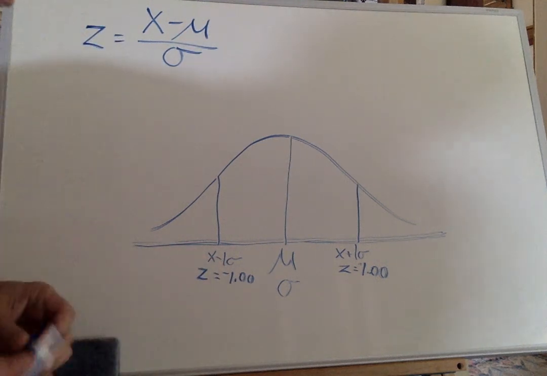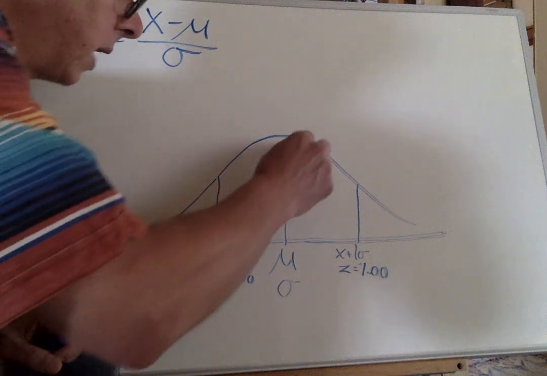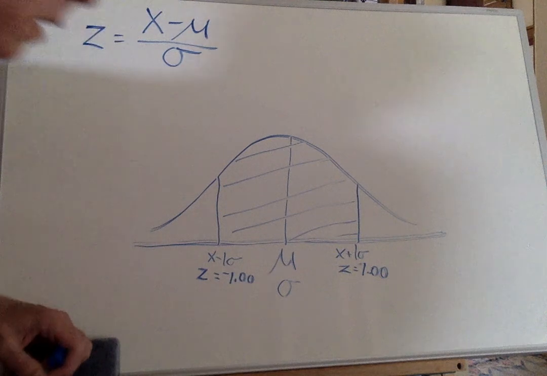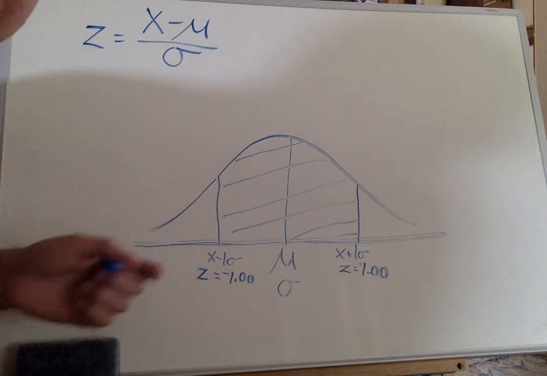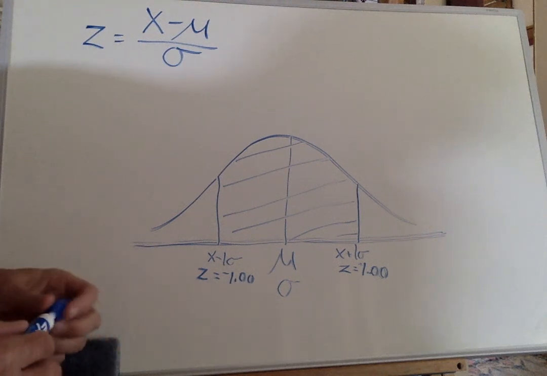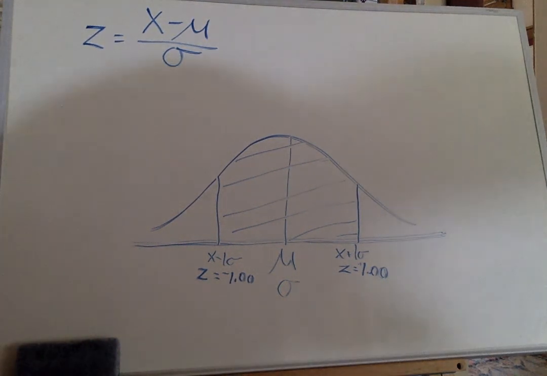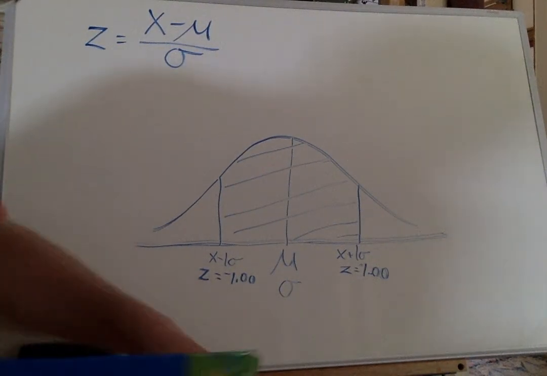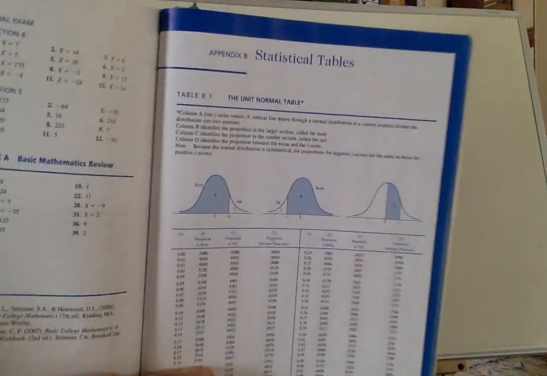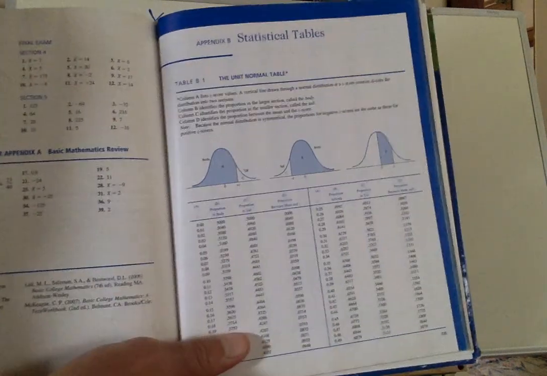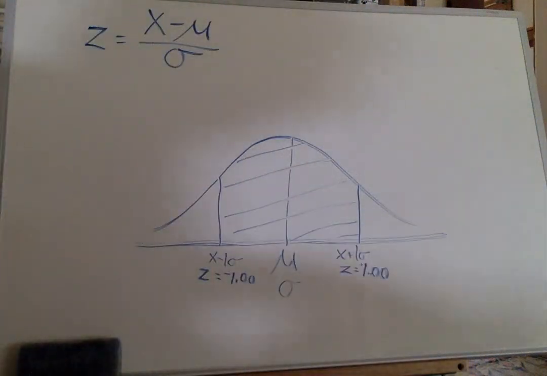So we said that it's approximately 70%. The area underneath this part of the curve is the percentage of blocks underneath it. Well, we're going to get a little bit more precise than that, and I'm going to ask you to open up your book to the back, to Appendix B. This is our statistical table. It's called the unit normal table.